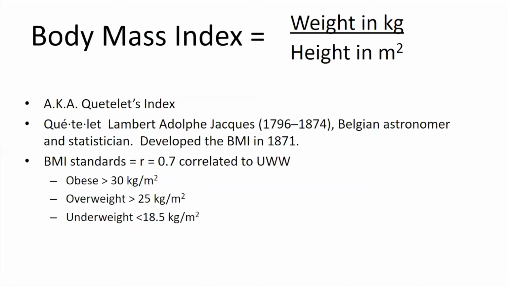Body mass index is another field-based test that we did in Lab 1. It's also known as Quetelet's index. It's defined as weight in kilograms divided by height in meters squared. These cutoffs are something that you should know. If you're going to stay in this field, they will be very important for you to have at your disposal. So a BMI greater than 30 kilograms per meter squared would classify an individual as obese. A BMI greater than 25 kilograms per meter squared would classify somebody as overweight. And an underweight BMI would be anything less than 18.5 kilograms per meter squared.